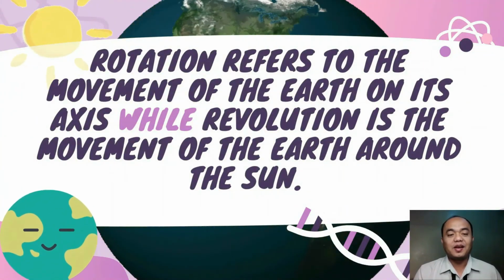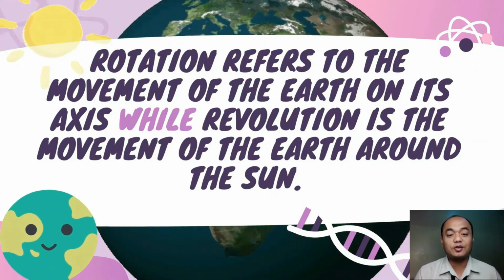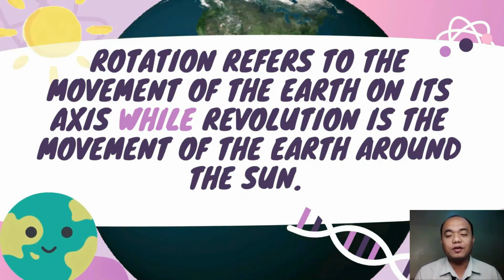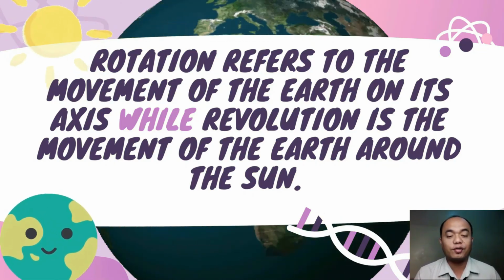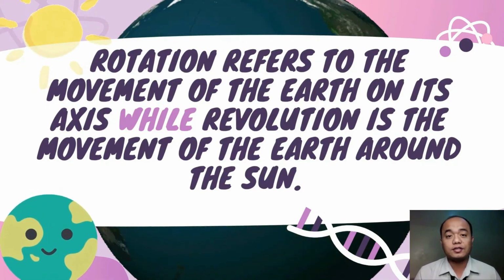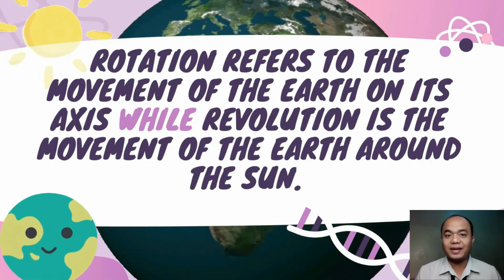Very good! Earth's rotation refers to the movement of the Earth on its axis, while the revolution is the movement of the Earth around the Sun. What are the effects of Earth's rotation? Anybody?